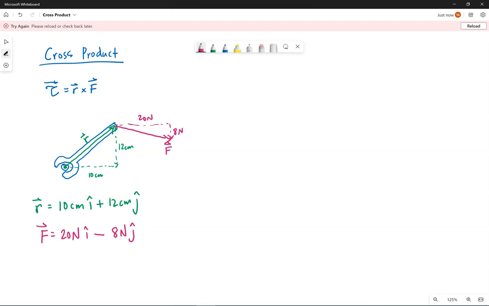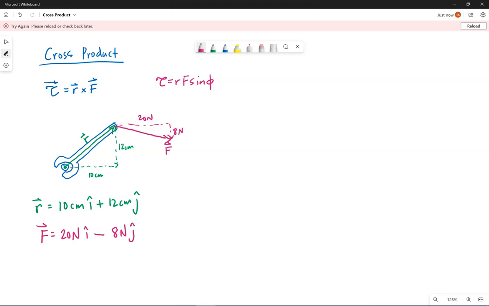Now, there's nothing wrong with trying to figure out the angle between these two vectors. As we've mentioned before, we can say that the torque is the magnitude of the lever arm, the magnitude of the force, times the angle between them. We can totally find the angle between them and solve for the torque that way. And that is perfectly valid.